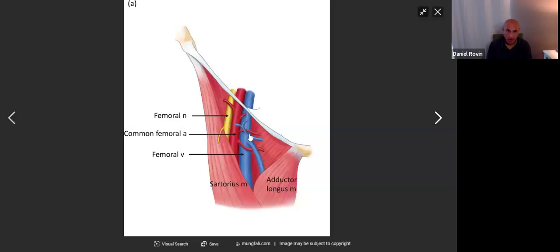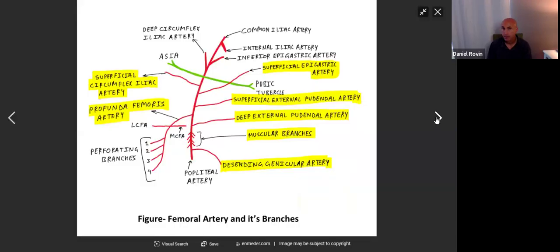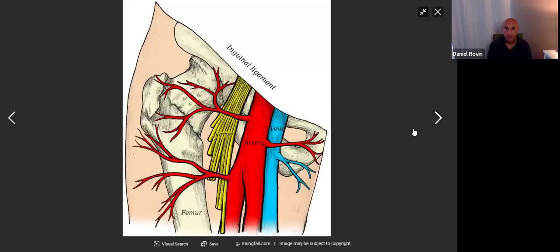So that's your triad of femoral artery running with femoral nerve and femoral vein. Look at that femoral nerve getting ready to branch to all those muscles of the quadriceps in the front of the thigh.